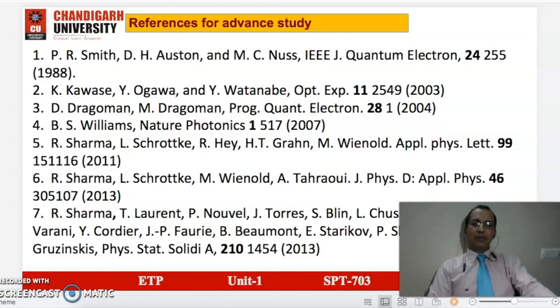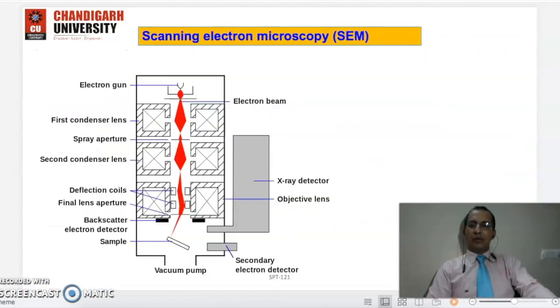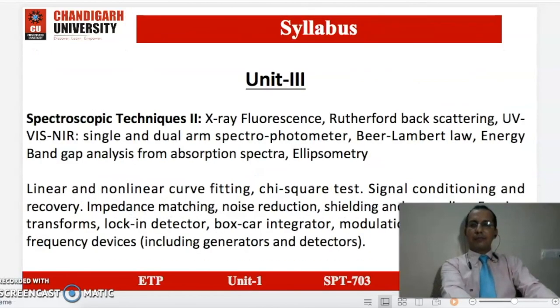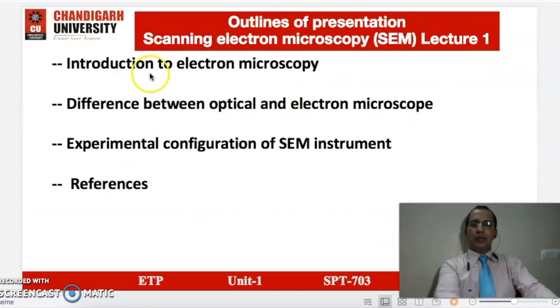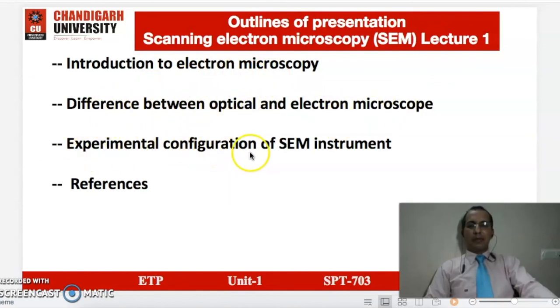What we have covered, if you recall, is how it works: an introduction to electron microscopy, the difference between the optical and electron microscope, the experimental configuration of the SEM instrument, and references. With more study, we can come to the next chapter.